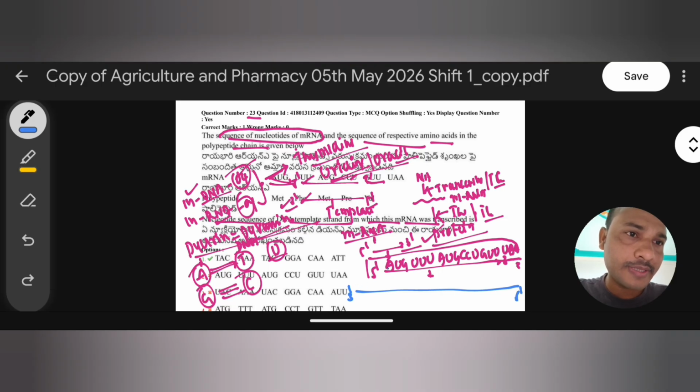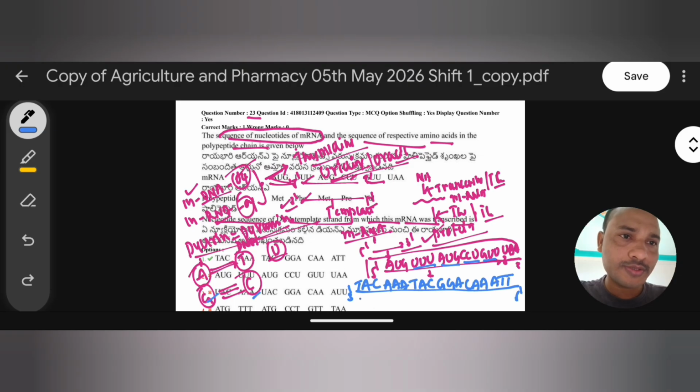So here A pairs with T, and U is generally in RNA, so instead of U, what do we have? A. And G always pairs with C. Coming to this 3 nucleotide sequence, triple U means here triple A, and AUG means TAC, and double C U: C means G, U means A, and G U: G means C, U means A, and U double A: U means A, double A means double T. So this is the sequence of the template DNA strand.